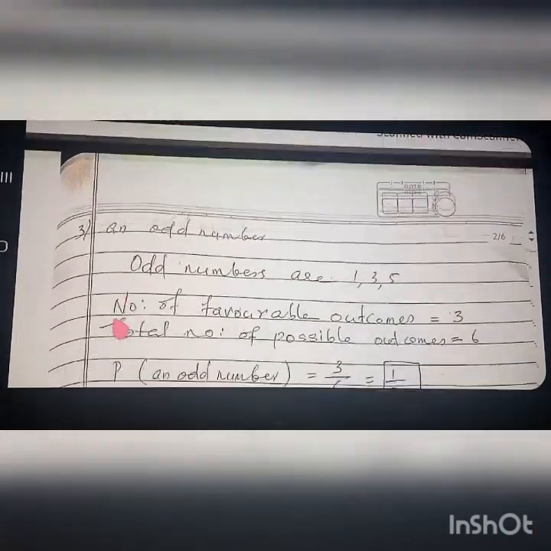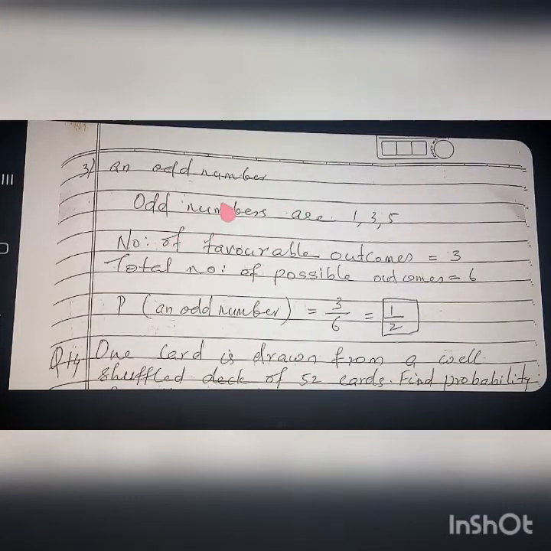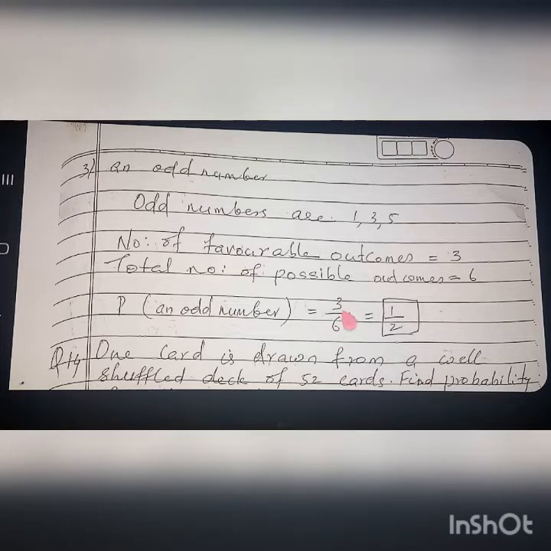Go to the next one. An odd number. So, which are the odd numbers? Total possible outcomes we know are 1, 2, 3, 4, 5, 6 only. From that we are finding the odd numbers. Which are the odd numbers among them? 1 is there, 3 is there, 5 is there. So, number of favorable outcomes, how many? 3. Number of possible outcomes, how many? 6. So, here also the answer is the same: probability of getting an odd number is favorable outcomes divided by total, that means 3 by 6 equal to 1 by 2. Clear now? Okay, go to the next sum, question number 14.